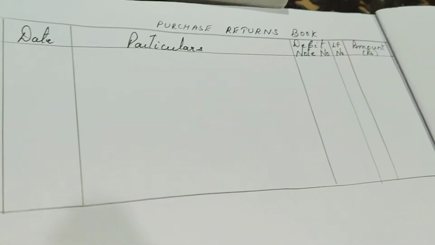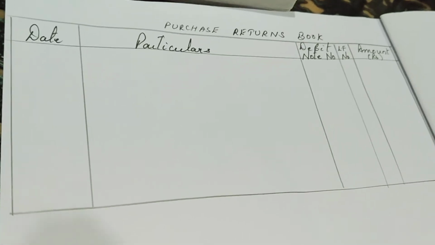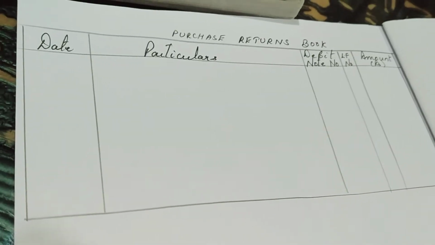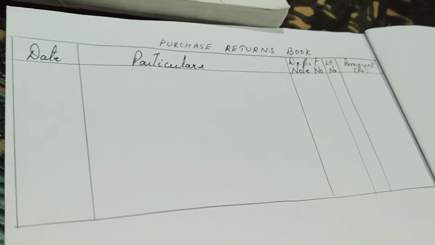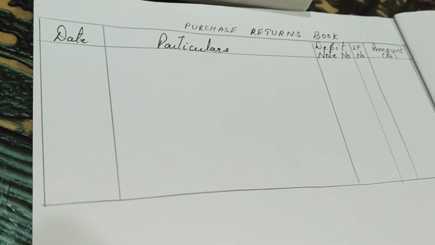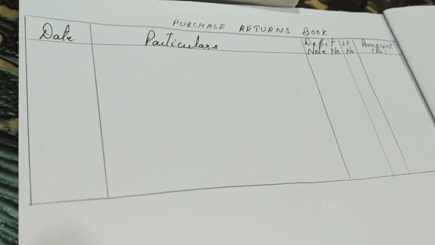Everyone, welcome back to the class of subsidiary books. In my previous video you all have learned how to prepare the purchase book. Children, you all have to remember that, as I said, you'll be learning about 4 books in this chapter: purchase book, purchase returns book, sales book, and sales return book in detail.